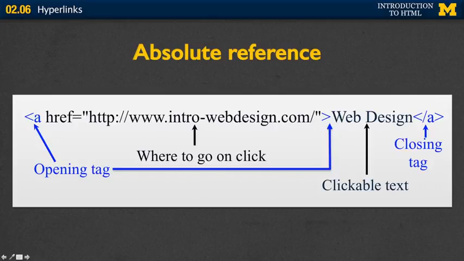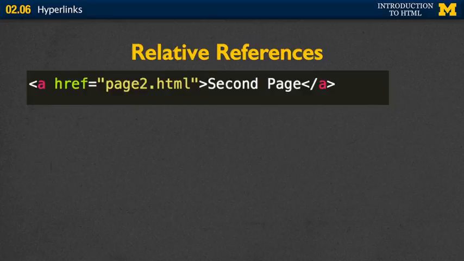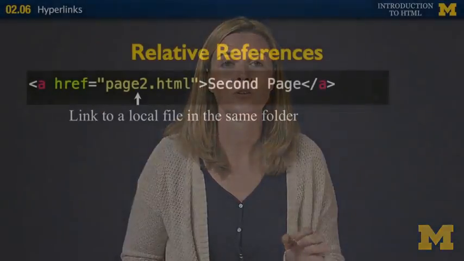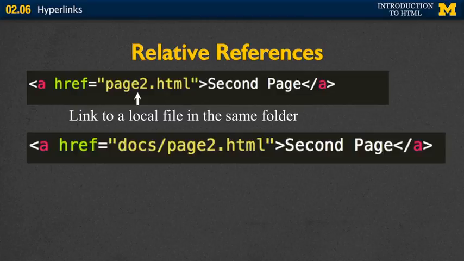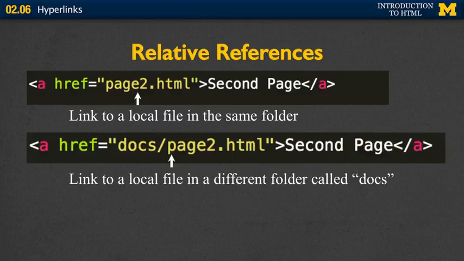All right? Everything else is still pretty much the same. For a relative reference, we slightly change what goes into the href. Instead of linking to some outside or even internal web page, we're only going to put, in this case, the file name. So in this case, we're going to link to page2.html. You might get slightly more in depth than that, where you can include also some sort of folder name. So in this case, we'd be going to the file called page2.html, but it's in a different folder called docs.